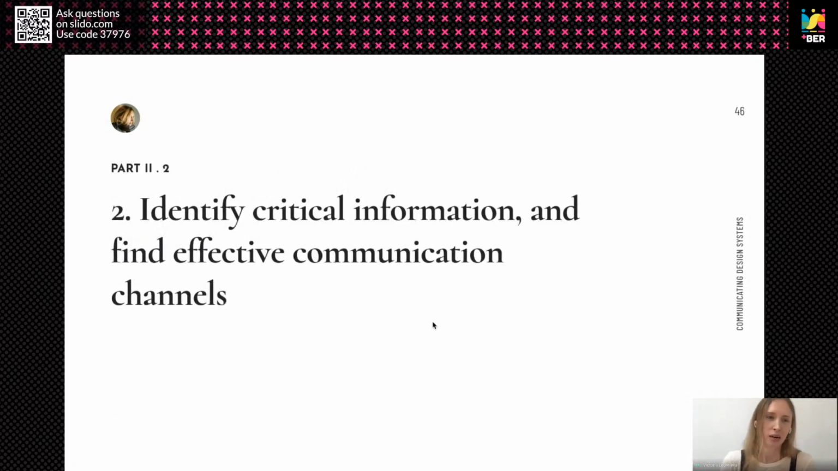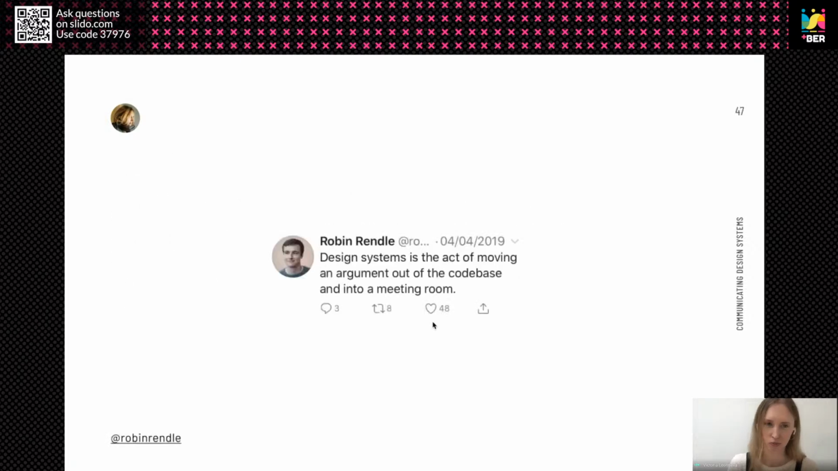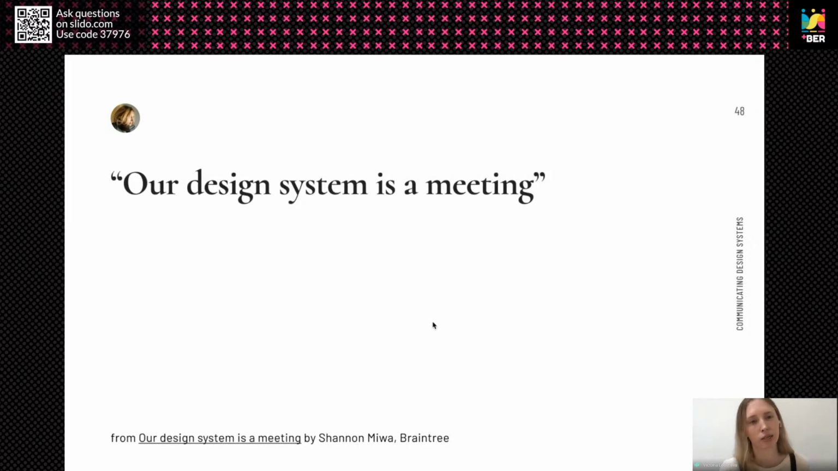On to part 2.2, identify critical information and find effective communication channels. Design systems is the act of moving an argument out of the code base and into a meeting room, says Robin. Here's another one. Our design system is a meeting. This is by Shannon, who's working at Braintree.